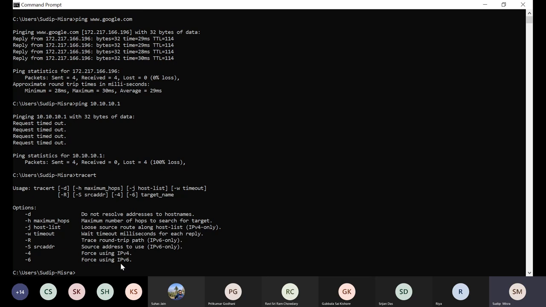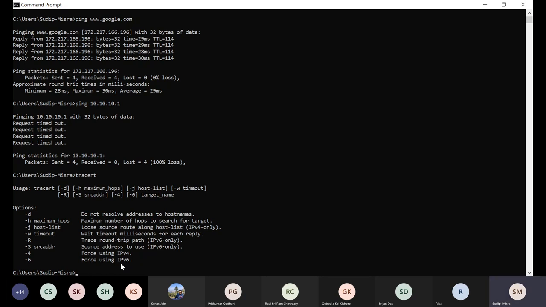Using this, you can trace the path that a particular packet is going to take from the source to the destination. That is the whole purpose of traceroute. So the different IP addresses that a packet originating from a particular host is going to take, all the routers that are going to be visited along the path, you can come to know using the tracert or traceroute command.